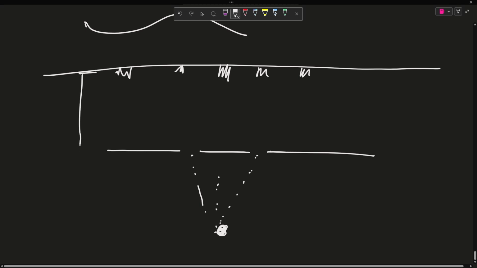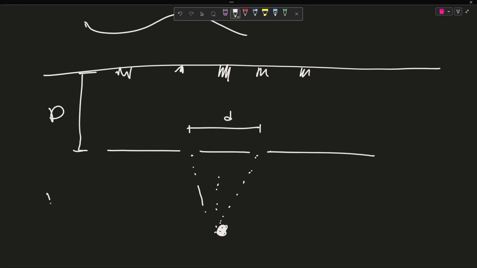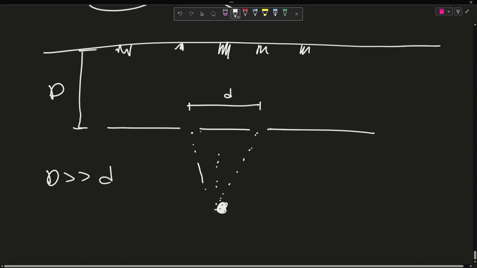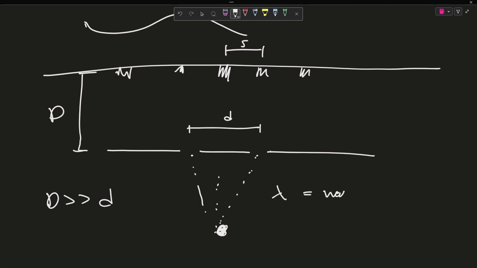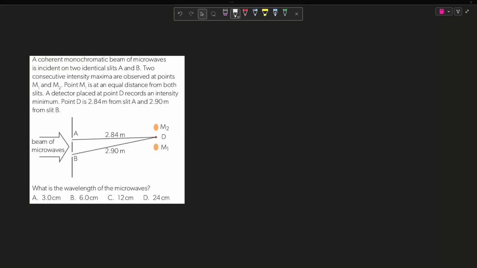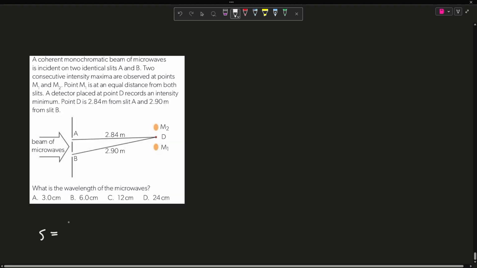The distance from the screen, D, has to be a lot bigger than the distance between the slits, little d. So this is not a good drawing. And remember that the distance between the fringes is S. And this is the wavelength. So everyone knows how to use that one formula at the bottom, S equals wavelength times D over d.